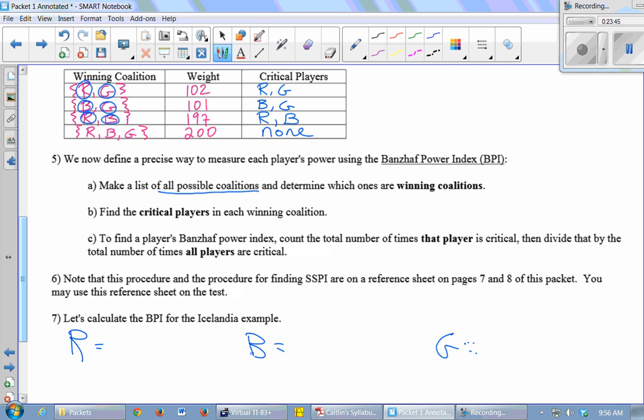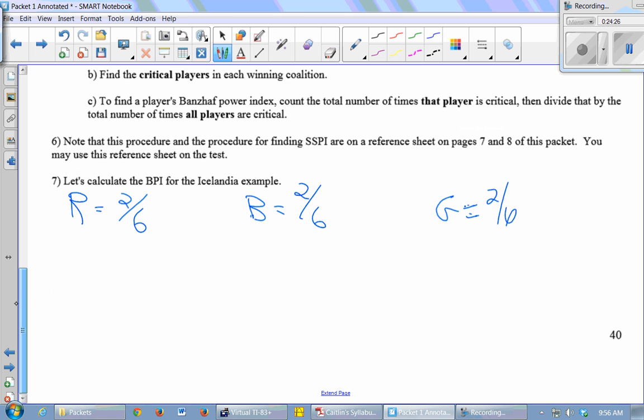for Icelandia, how many times is red critical? I circled red twice. Once here and once here. So I'm just looking at all my circles. Red got circled twice. How many total circles do I have up here? 6. So 2 out of 6. How many times is blue critical? 2. Also 2 out of 6. And green? 2. So my Banzhaf power index is 2 out of 6, 2 out of 6, 2 out of 6. That is a third, a third, a third.